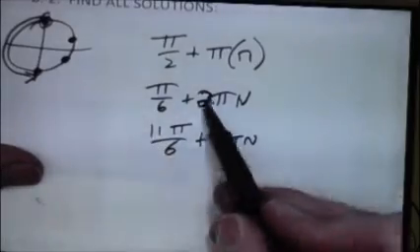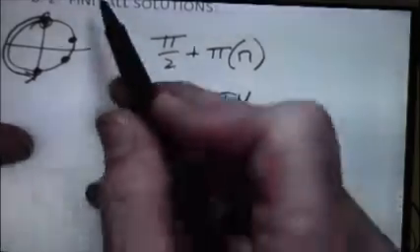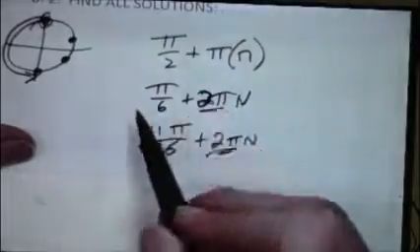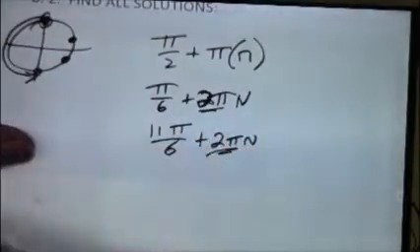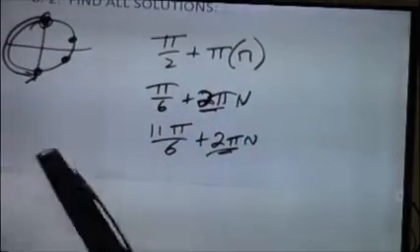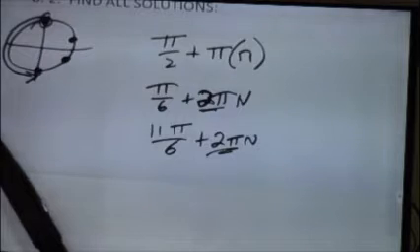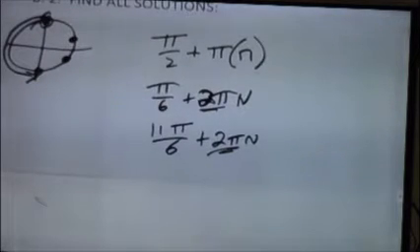So for these two, we have to do it as 2 pi, because we have to go all the way around the circle every time. For this one, we only have to go halfway around the circle each time in order to get a good answer. Yes? Could we write plus or minus pi over 6 plus 2 pi n?